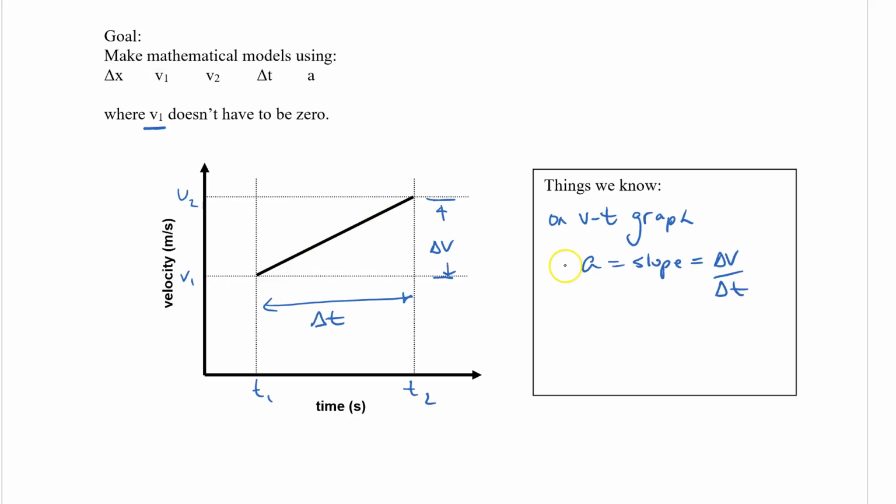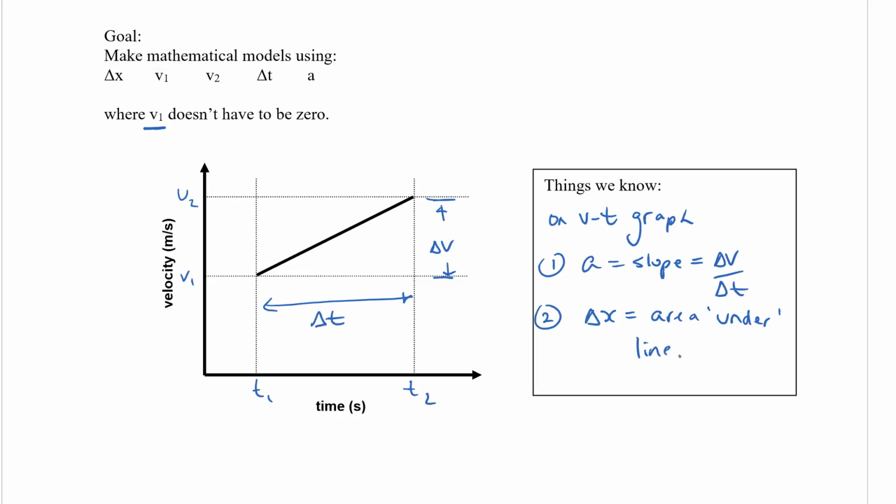The other big thing that we learned from a VT graph is that the displacement, delta x, is equal to the area under the line. I'll put a little parentheses around under because sometimes it can be a negative delta x as well.